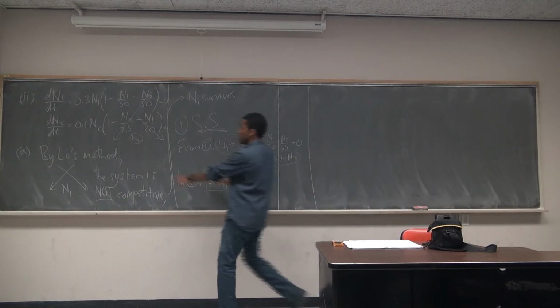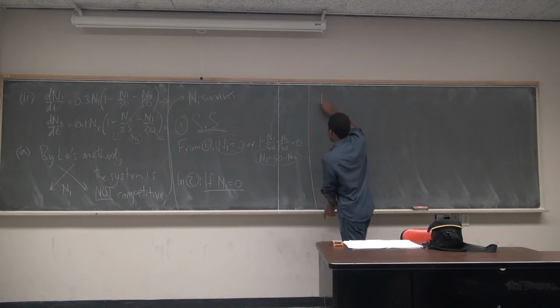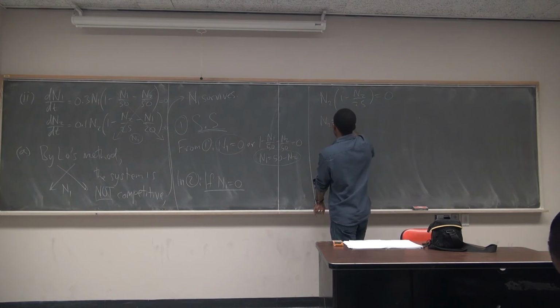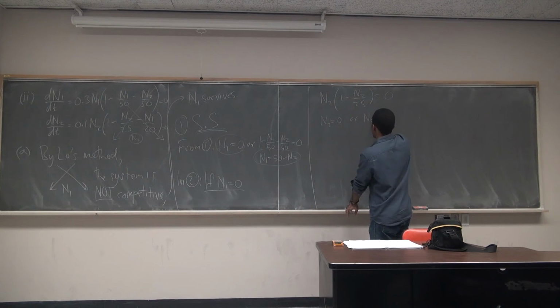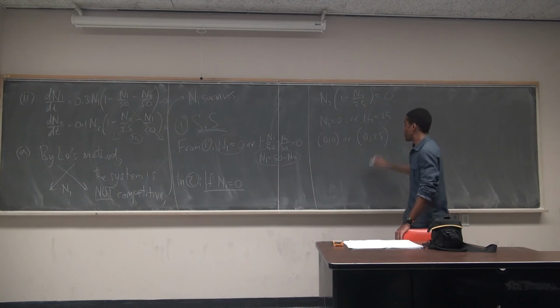So in the second equation, if n1 equals 0, this term disappears. And I'm basically going to have n2 times (1 minus n2 over 25) equals 0, which means my n2 equals 0, or n2 equals 25. So now I have two steady states, (0, 0) or (0, 25). Those are two steady states.